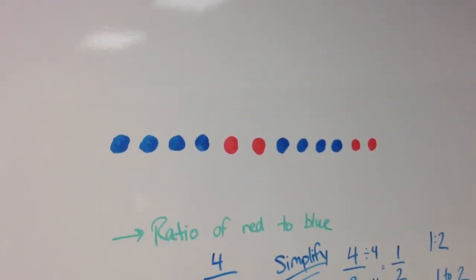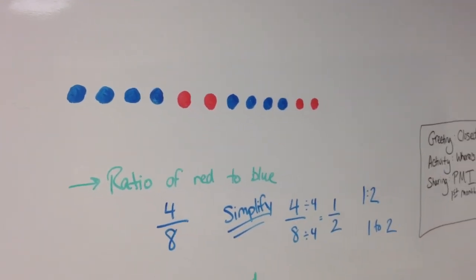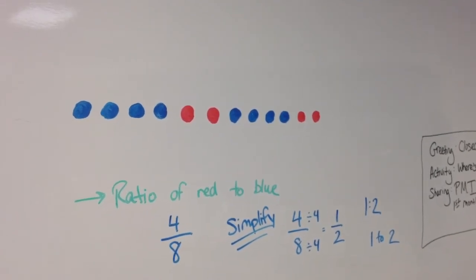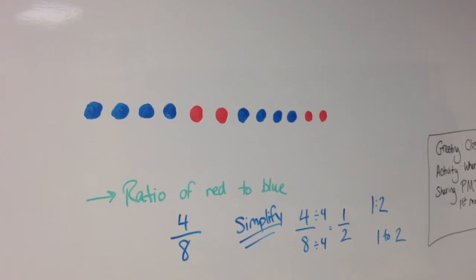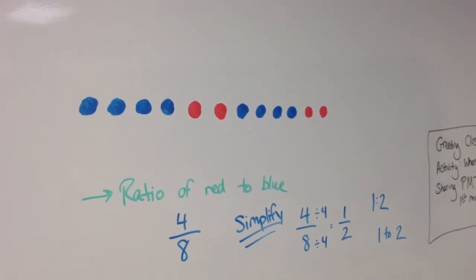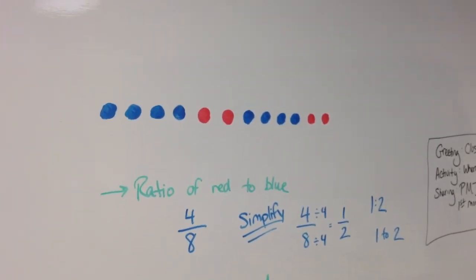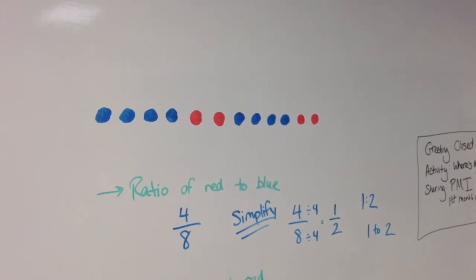So it would be 4 to 8, but guess what? We can simplify. The 4 to 8, we're going to simplify that by dividing by 4, and we're going to get a 1 to 2 ratio. That means there's 1 red dot for every 2 blue dots. And if I continue the pattern, I could multiply it by anything and get an equal ratio, just like that 4 to 8. But in simplest form, it's 1 to 2.